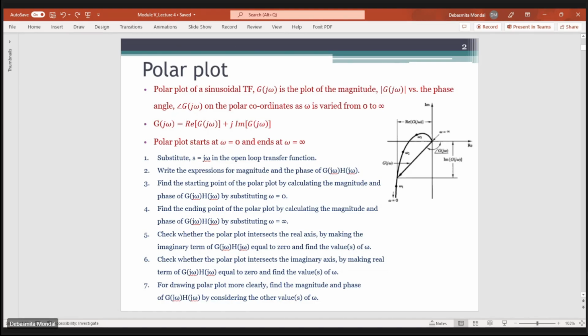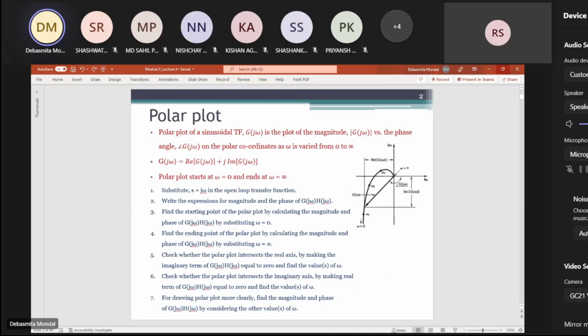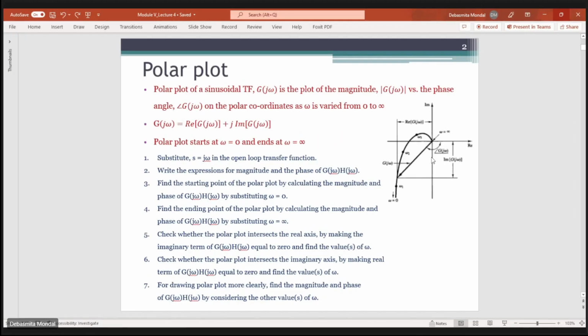So what we do is we have the sinusoidal transfer function, let's say g of j omega. The magnitude of this transfer function is given by mod of g of j omega, and the phase angle is angle of g of j omega, right? So this we plot in a polar coordinate plane, wherein we change the value of omega from 0 to infinity.